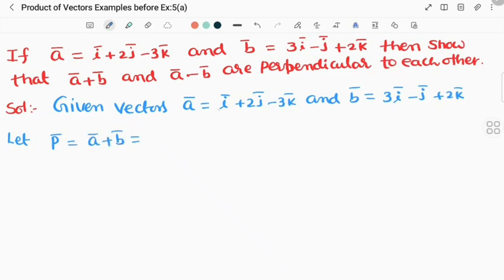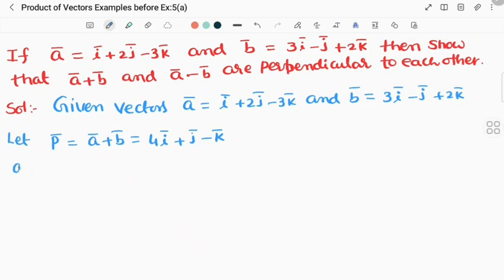So adding the corresponding i bar, j bar, k bar: i bar plus 3i bar, so 4i bar. Directly I am writing to students. 2j minus j, so plus j will come. Minus 3k plus 2k, so minus k. So this is the vector of a bar plus b bar.